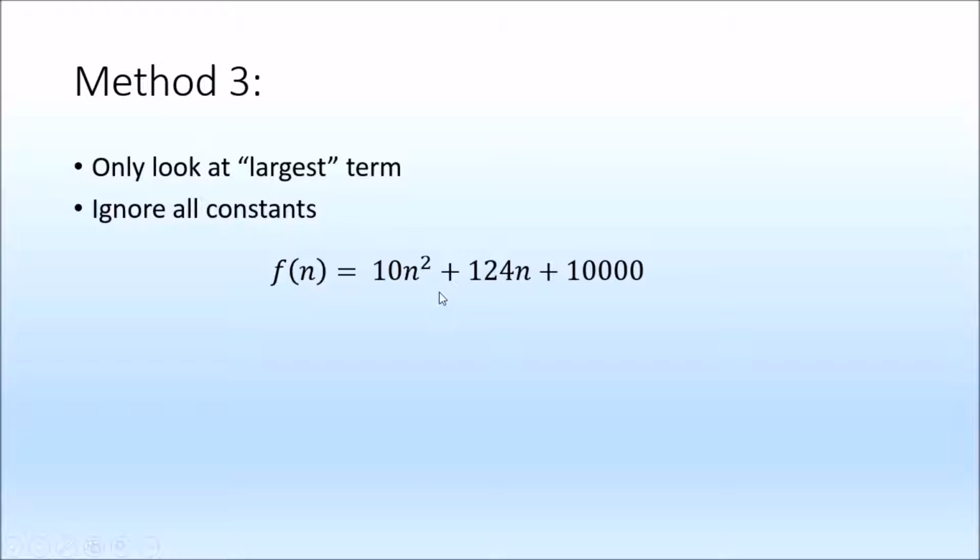So what's the largest term in this? 10n squared. By largest term, I mean highest order term. So 10n squared is going to be much greater than 124n and 10,000 when we're looking at large n.